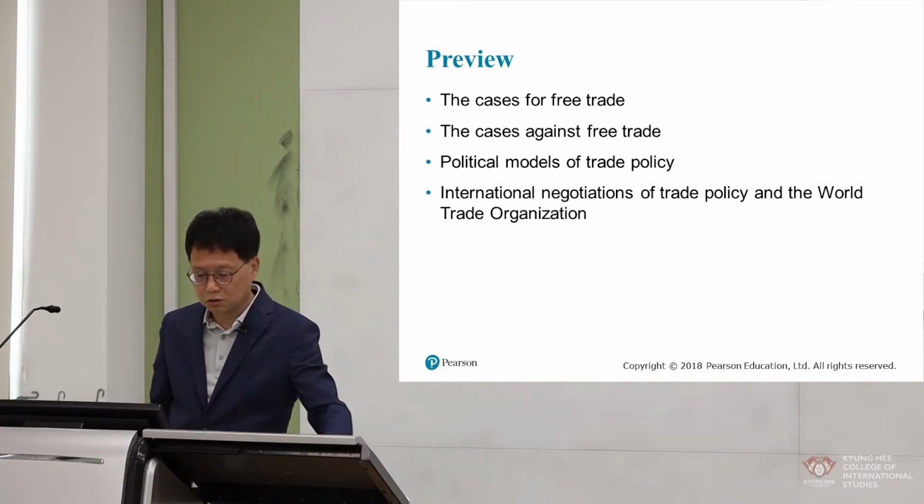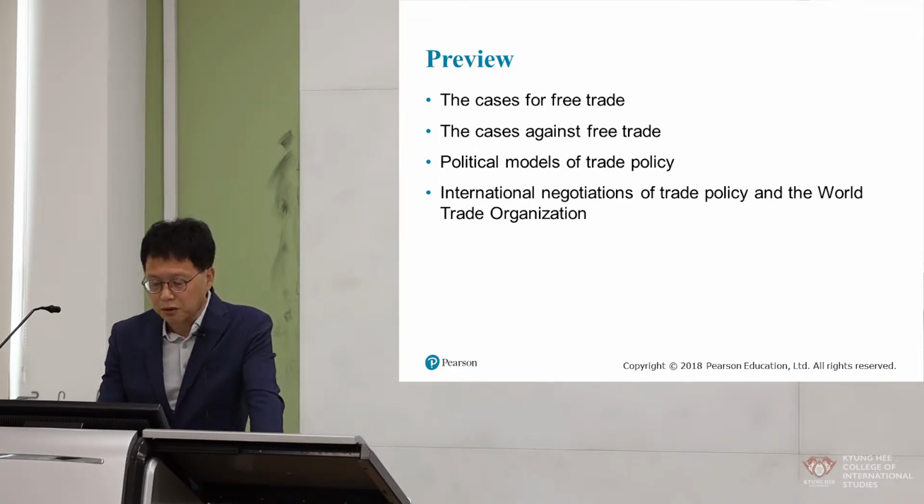Right? So usually protectionist policy is likely to be adopted rather than free trade policy. This is explained using the concept of the collective action problem. And section 4, the international negotiations of trade policy and WTO. So in this chapter, we study the multilateral liberalization process.